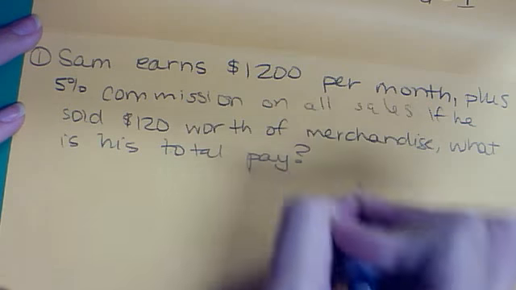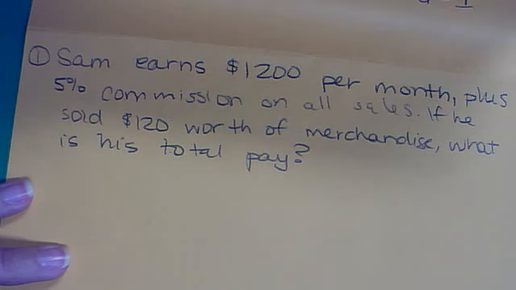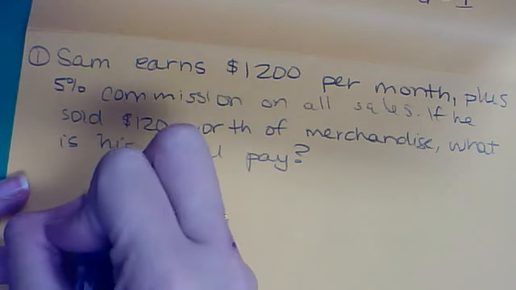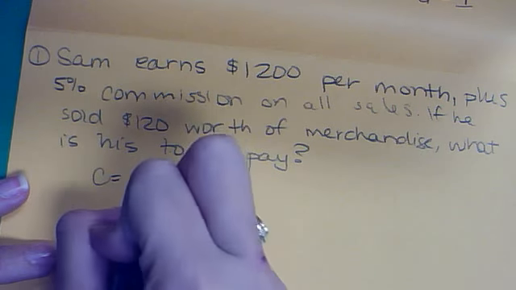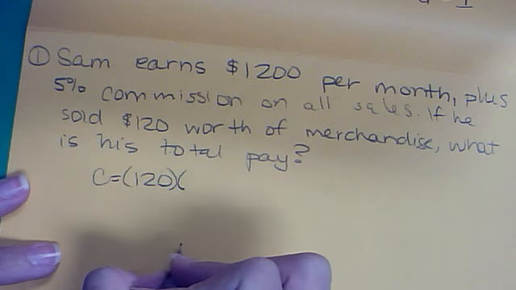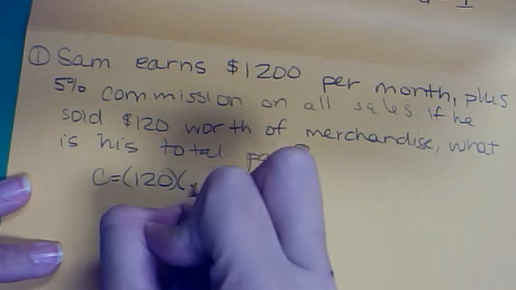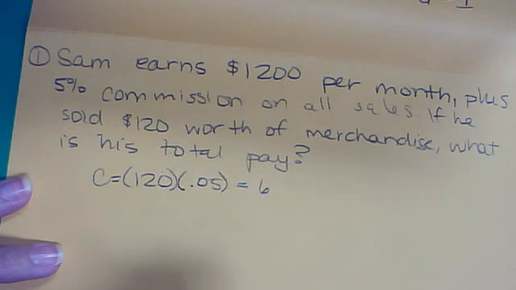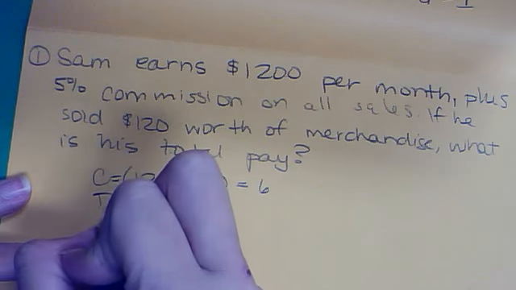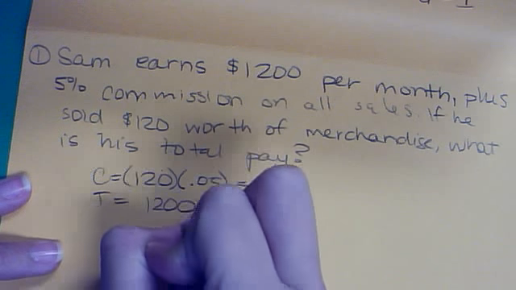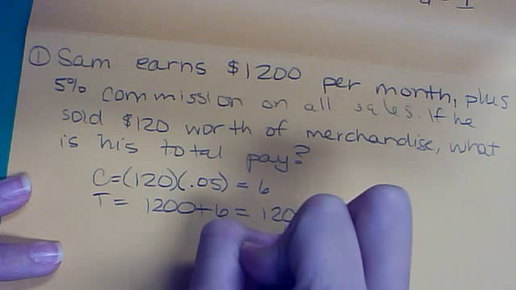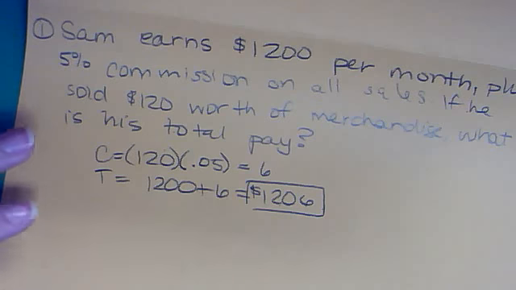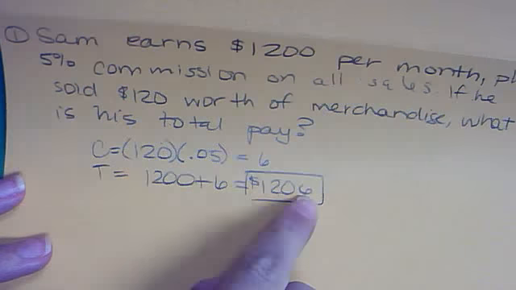Okay, remember total pay is commission plus base pay. We already know his base pay is $1,200 a month, so we need to figure out his commission. To find commission, we're going to do the amount of sales, which was $120, times the percent, which we changed to a decimal, 0.05. And 0.05 times 120 is 6. So he made $6 in commission. His total pay then is $1,200 plus 6, which is $1,206. So he didn't sell that much product, or his product wasn't very expensive, but he did make a little bit extra money that month.